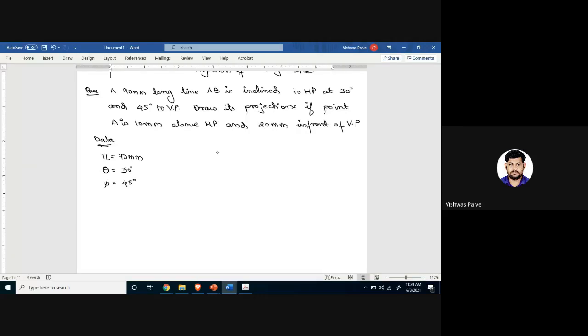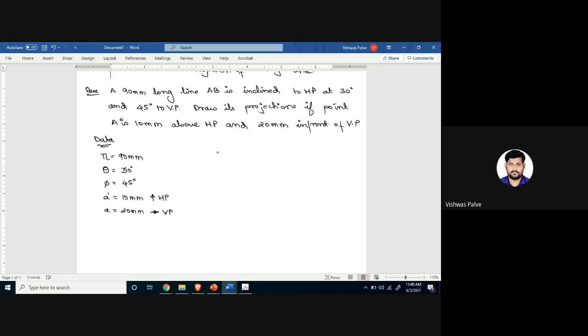Point A is 10 mm above HP and 20 mm in front of VP. So now how to relate this? This is nothing but the projection of a point, right? Above HP, in front of VP. Any point which has a relation with HP is dashed, so 10 mm, above HP. Any point which is related to VP is without dash, 20 mm, and it is in front of VP.